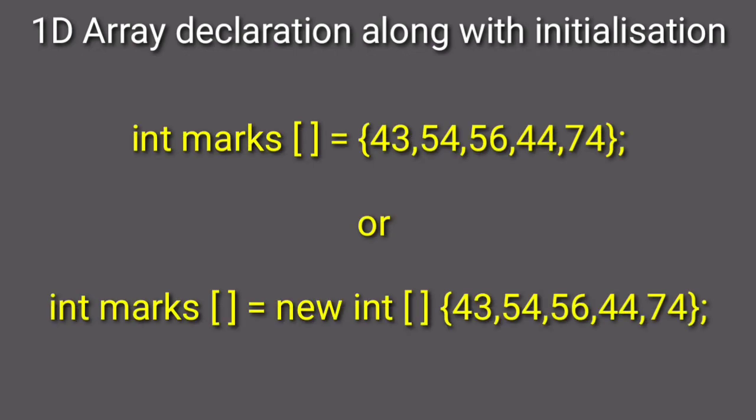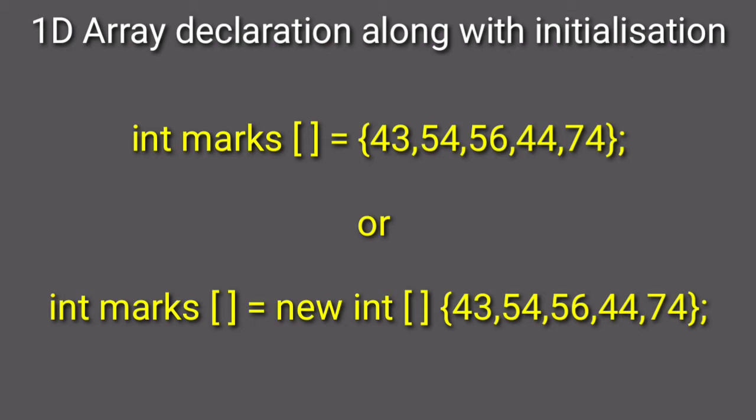Here is another way of initialization, called declaration along with initialization. You can do declaration and initialization in one line only. For example, here the integer marks array is there, then the assignment operator, then put a curly bracket and put comma separated integers if it is an integer array. After writing all the integers, as many as you want, close the curly bracket and put a semicolon. In this way you can declare the array, or you can initialize it along with the declaration, or you can also initialize as given in the second line.